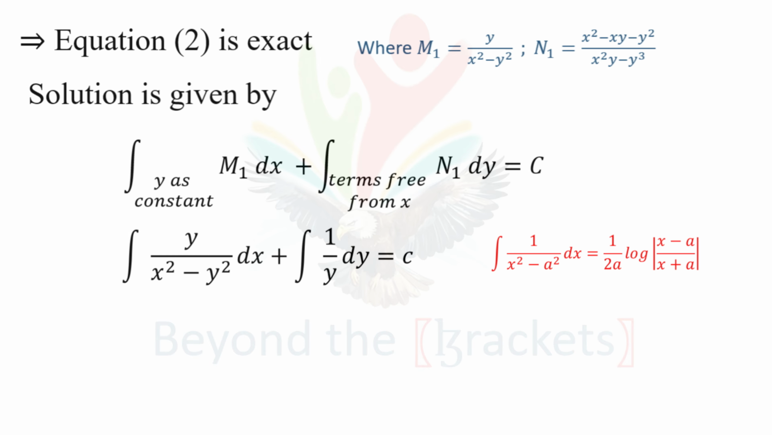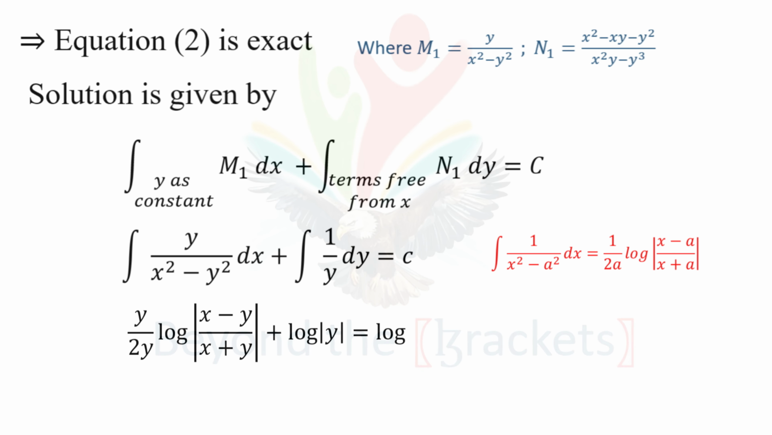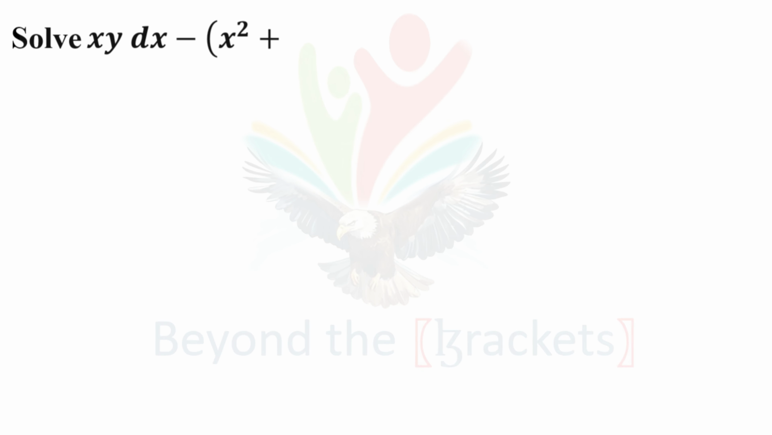Integration of 1 by x square minus y square with respect to x is same as integration of 1 by x square minus a square, because y is regarded as constant here. So the answer will be 1 by 2y log of (x minus y) by (x plus y). Again, integrating the second integral with respect to y, integration of 1 by y will be log y is equal to log c. Let's quickly move on to the last question.